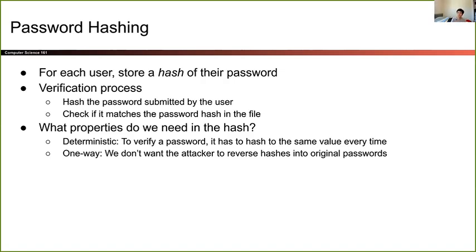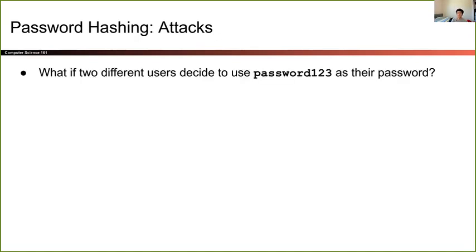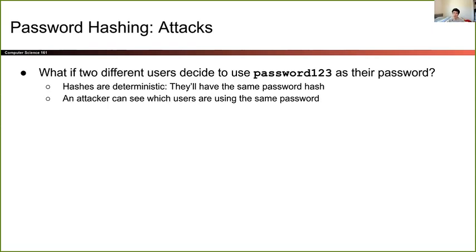All right. What are some attacks on password hashing? Well, the main thing that we have to deal with is, what if 2 users decide to use, say, password123 as their password? Because hashes are deterministic, now they're going to have the same password hash in the database. An attacker, if they steal the passwords file, is able to see, oh, these 2 users have the same password hash, so they must have the same password. And thus they can infer, maybe this is some common password, so I can probably try to brute force it if I know what common passwords would be.